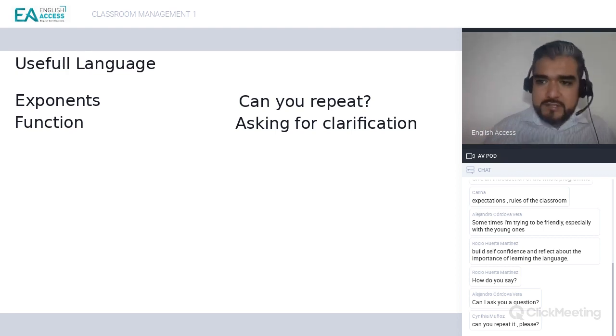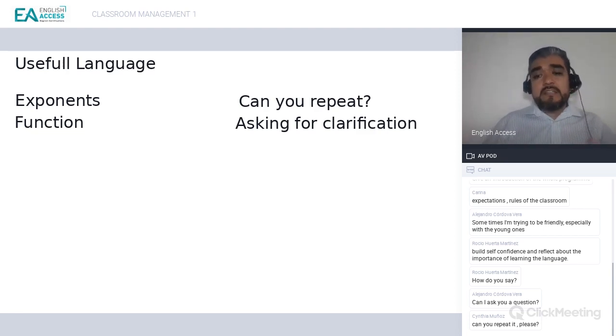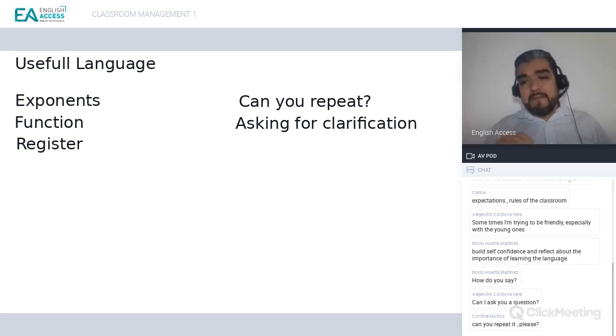Okay, there are different functions that students use in the classroom, and different functions that teachers use in the classroom. First of all, we need to understand that as teachers, we need to work professionally, right? The functions, the exponents, both of them, have also some register. What is the register? The register is the level of formality in a phrase.